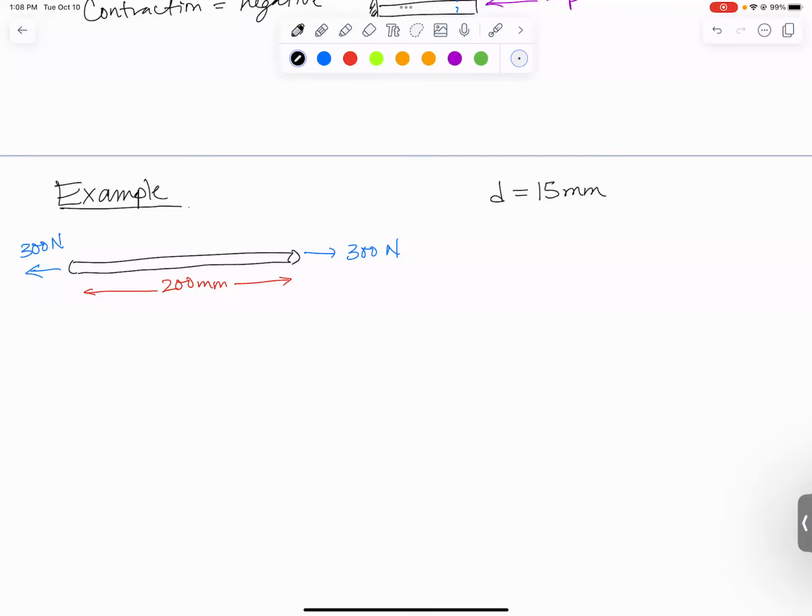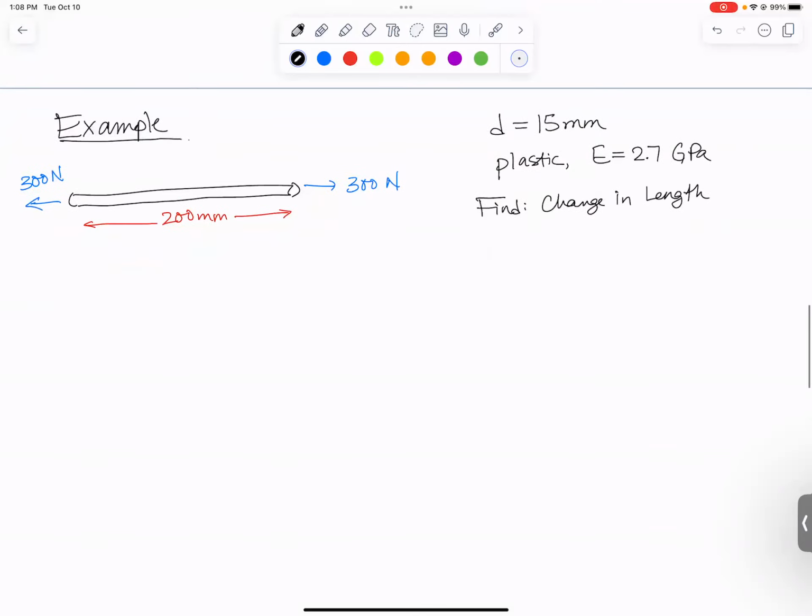And this little cylinder is made of a plastic material with a Young's modulus of 2.7 gigapascals. And we are supposed to find the change in length. Okay, so we start pretty simple. I can cut this open and draw a free body diagram if I want, but since there are no other loads on it, it is simply being pulled 300 newtons in tension. The force P is just going to be 300 newtons, and it'll be positive because it's in tension.